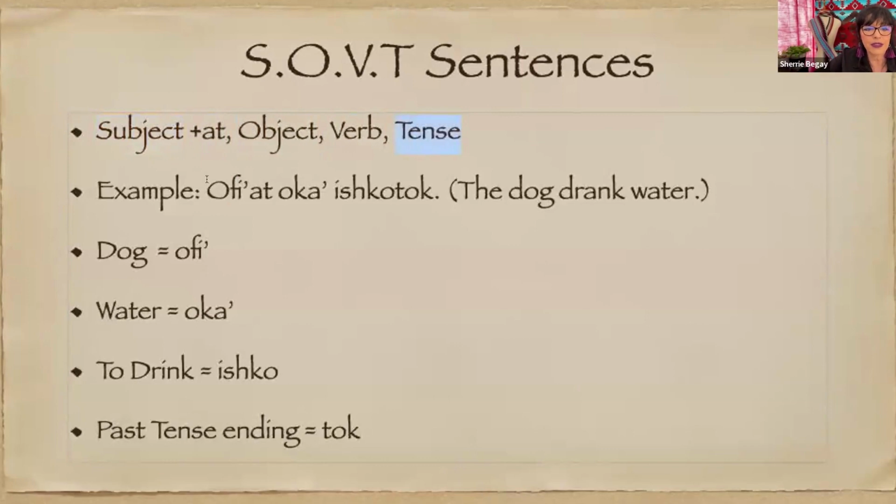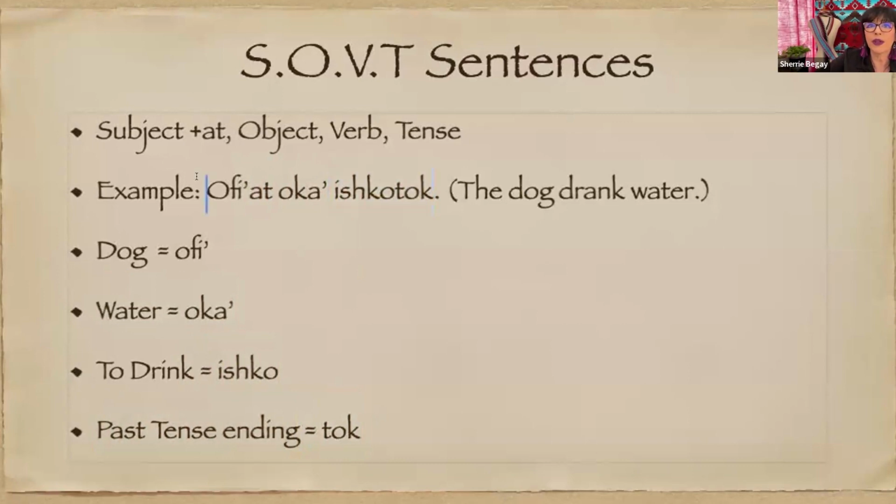All right, so here's an example. We've got Ofiat oka ishkotok, and that means the dog drank the water. So first we have our subject, the dog, ofi, and then we added our at, which shows that that's the subject. And then you'll see next comes the object, water, oka, and then the verb to drink is ishko. And then we have our past tense ending, tok, and we stick tok right on the verb, as you can see here.